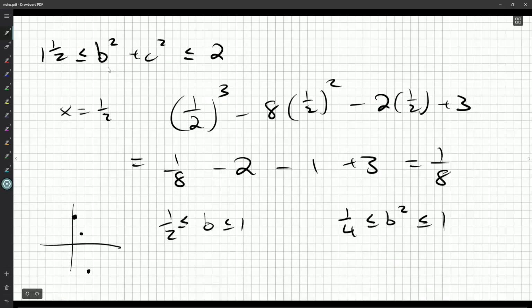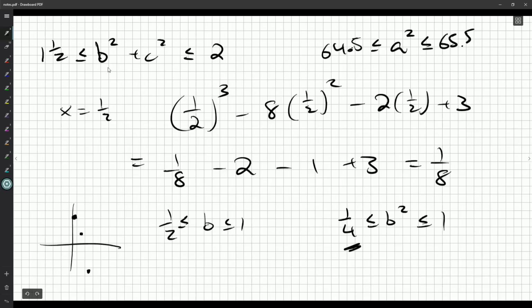Now, to be within an integer, to be able to say something like A is closest to 65, we would need something like this. So I feel like we shouldn't be settling for a quarter, we should be dealing with a half. So what would give me a half for my B squared? Well, knowing about 1 over root 2, I guess.